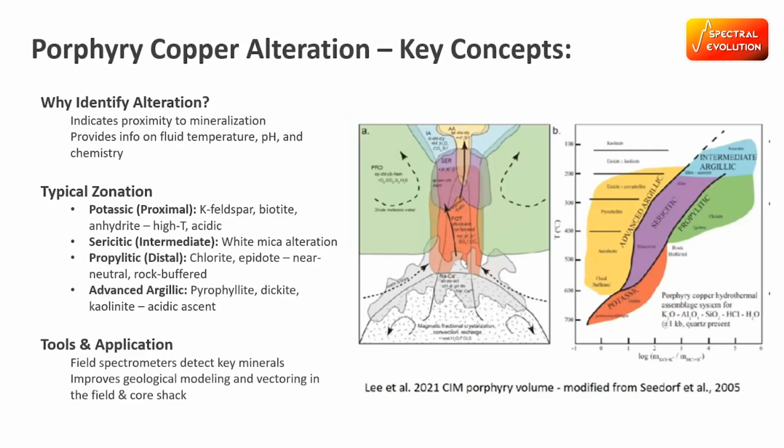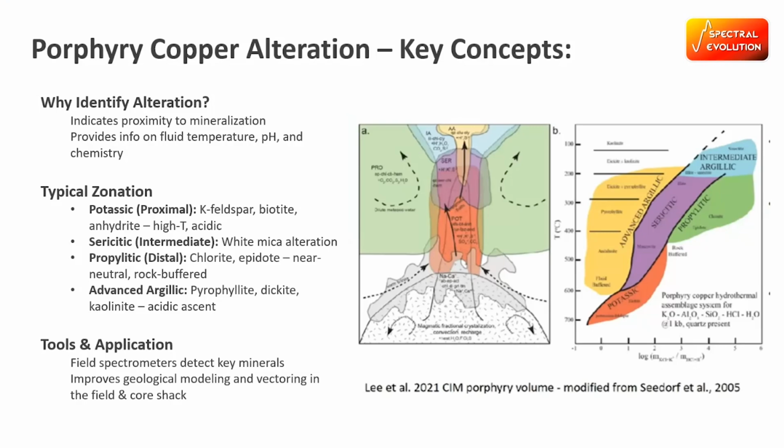Proximal zones near the core typically show potassic alteration with K-feldspar, biotite, and anhydrite, formed under high temperatures and acidic conditions. Moving outward, sericitic zones with white micas dominate, and at greater lateral distances, propylitic zones with chlorite and epidote indicate more rock-buffered, near-neutral fluids. And advanced argillic alteration forms under acidic conditions during vertical fluid ascent.